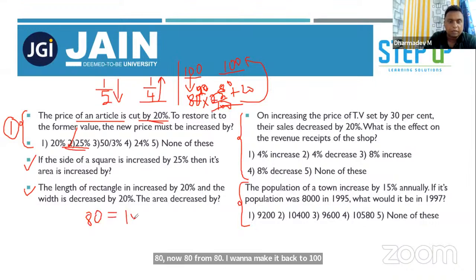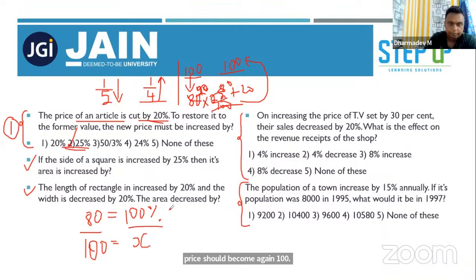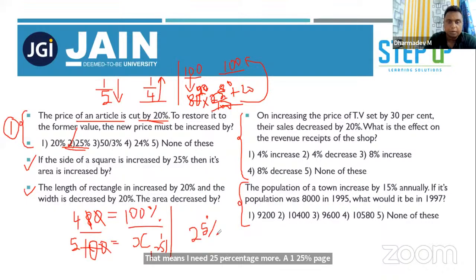Now from 80, I want to make it back to 100. That means 80 is now 100 percentage. This is the cost price. I want to make it back 100 again. That means the selling price should become again 100. That means how many percentage? 4 by 5. Yes, you will get 125. That means I need 25% more. I want 25% more. So then I can make it again 100. That's all. Understood?